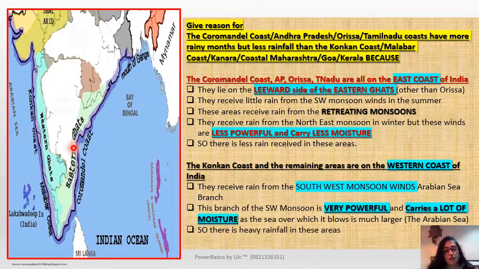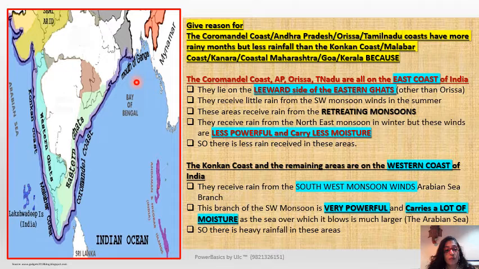Eastern Ghats are here. Monsoon winds are from here. So this is the windward side, this is the leeward side of the Eastern Ghats. They receive little rain from the southwest monsoons in the summer. They receive rain from the retreating monsoon. They receive rain from the northeast monsoon winds in winter, but these winds are flowing over land, so they have very little moisture.